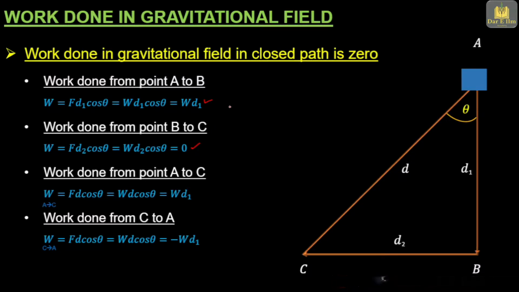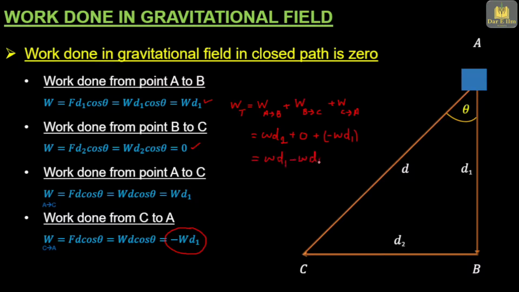Here we can see that the value of work done from A to B is W d1. For B to C it is 0, and for C to A it is written over there, minus W d1. So these two will cancel out and the result will become 0. So total work is 0.